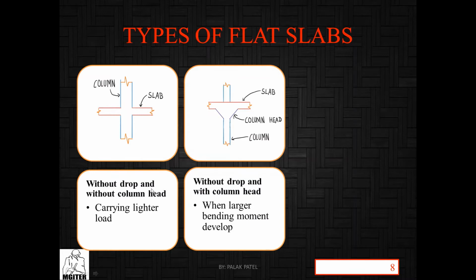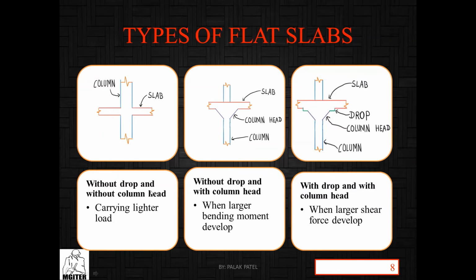So to resist bending moment we provide a column head. The last one is with a drop and with column head. When larger shear force is developed, we require a drop. You can see the drop here. This green line is a drop and here is a column head, right? So column head is used to resist bending moment, while drop is used to resist shear force.